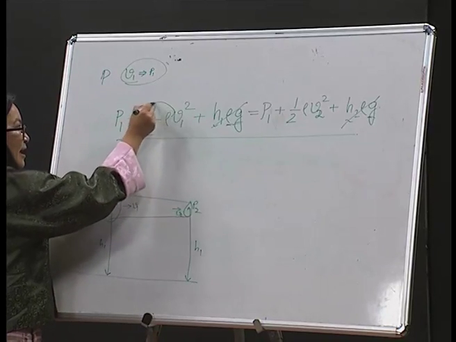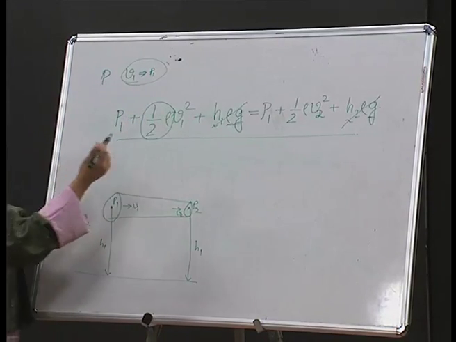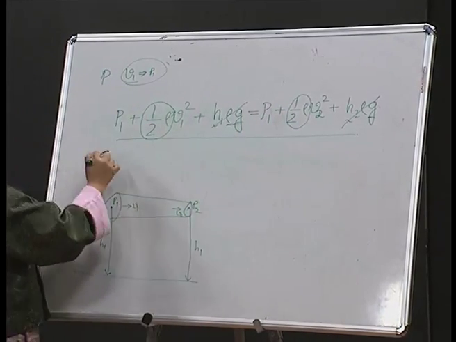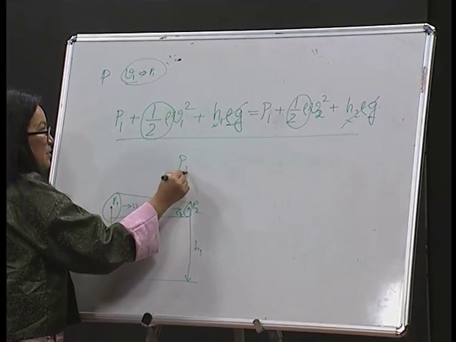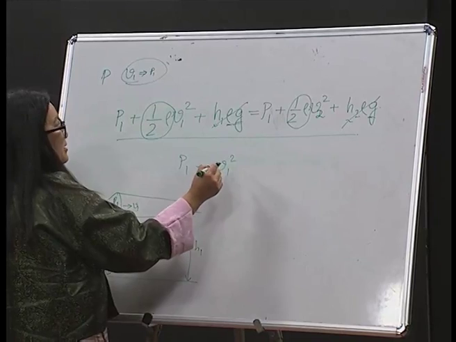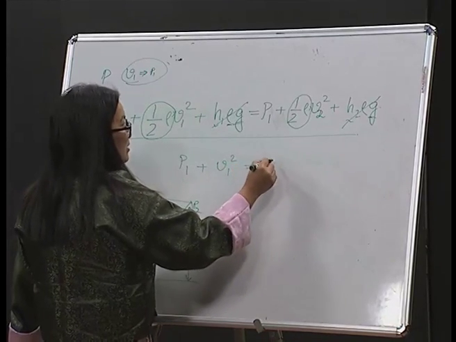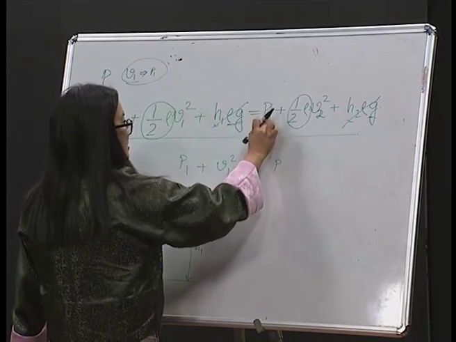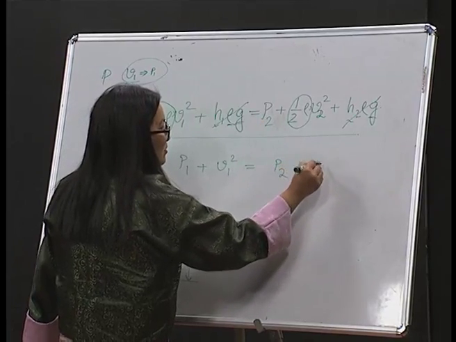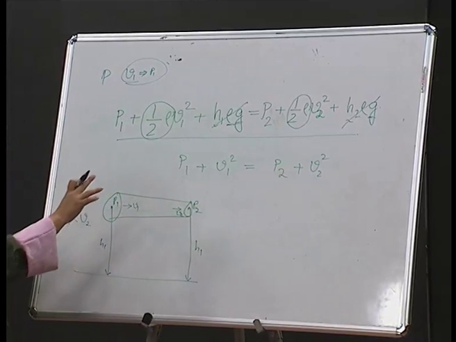Again, half and density for a given liquid is a constant. This is also a constant. So, I am neglecting that. I am just writing P1 plus V1 square is equal to, sorry, this is P2, P2 plus V2 square. So, this is what we have got.